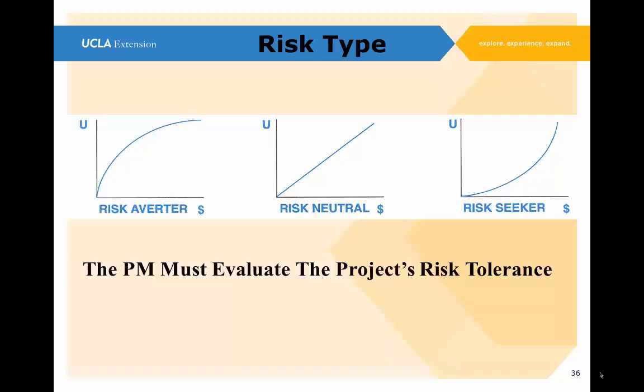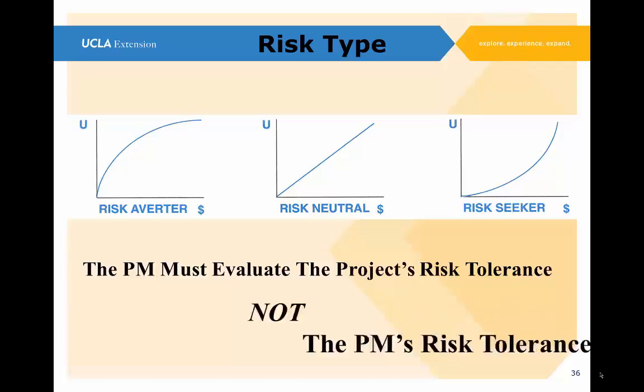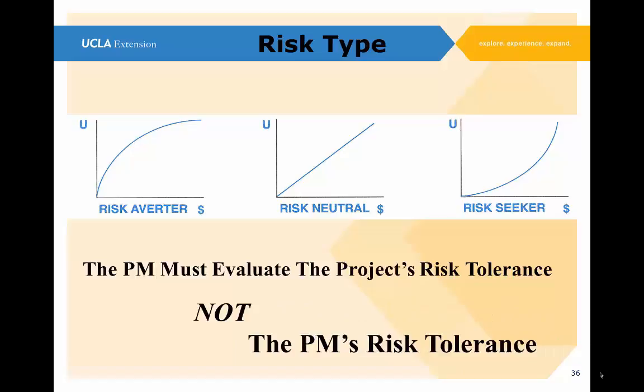The point this slide makes is that the project manager must evaluate the project's risk tolerance. The project manager may be a real athletic person and go in for extreme sports and all that, which would be a risk seeker as far as I think. But the point is that the project manager must evaluate the project's risk tolerance, not the project manager's risk tolerance. The project is the one that's going to get impacted by a risk event. And we must evaluate the project's risk tolerance, not our own risk tolerances or the risk tolerance of anyone else.